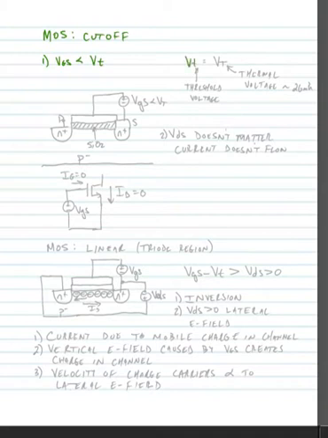Now note, V little t is not equal to V big T, where V big T is the thermal voltage, and is approximately equal to 26 millivolts at room temperature. V little t is the threshold voltage.